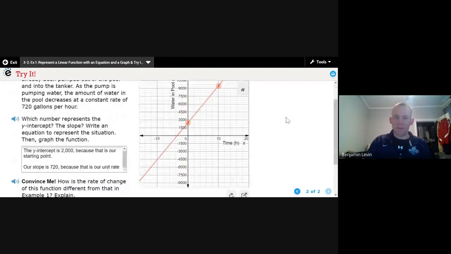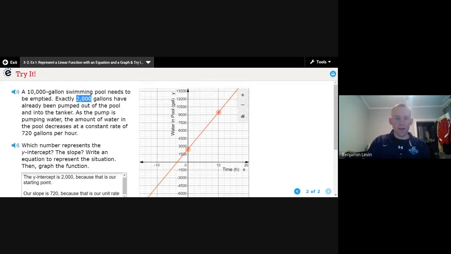But that's how we would graph that, right? Our starting point was 2,000. That was our intercept. So we graphed that as 2,000 on the y-intercept. And then our slope was 720. So we went up 720 over 1, up 720 over 1, and so on. We did that 10 times to get here, right? So that's an approximation of what we got.